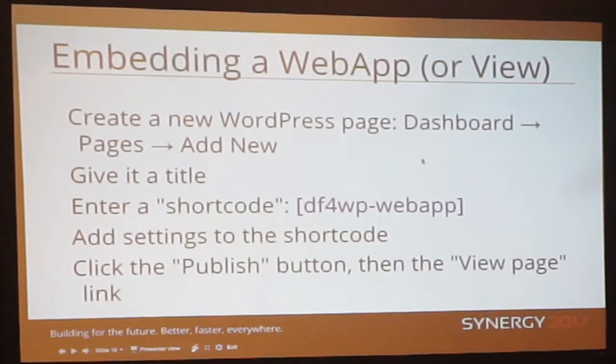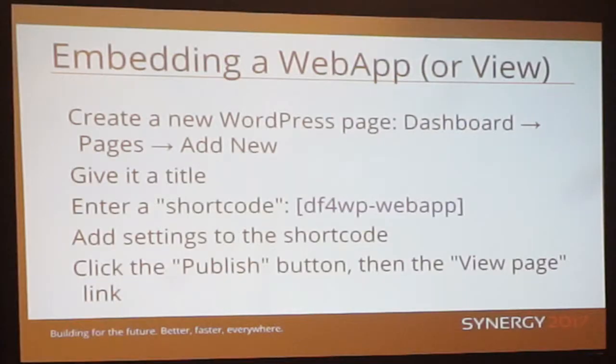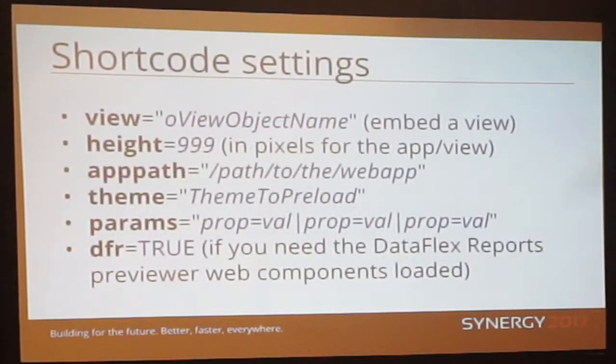So to embed a web app or a view from a web app, something you'll only be able to do if you do the customization of your application, you go to create a new WordPress page by going to that dashboard, Pages, Add New, give it a title, enter a shortcode. Now this shortcode thingy is important. It starts with a square bracket, then DF for WP-web app, closing square bracket. That's not all there is to it, but at the moment that's all we need. You can then add settings to that shortcode later, and you click the Publish button and then the View Page link, and you should see your web app.